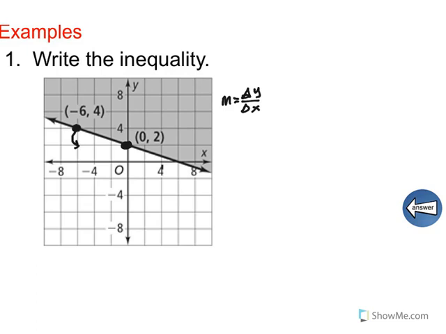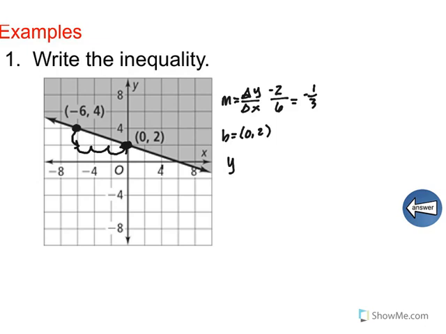So remember that when we're looking at our graph, we need to make sure that we're keeping the scale in mind. So our scale is going by 2. So I go down 2, and then I go right 2, 4, and 6. So that would be 2 over 6, or negative 1/3. So there's my slope, and my y-intercept, which is (0, 2). And so now I can begin to write my slope-intercept form inequality.